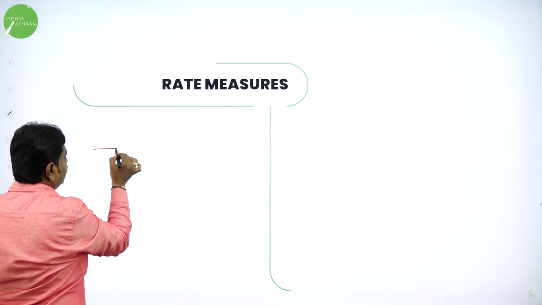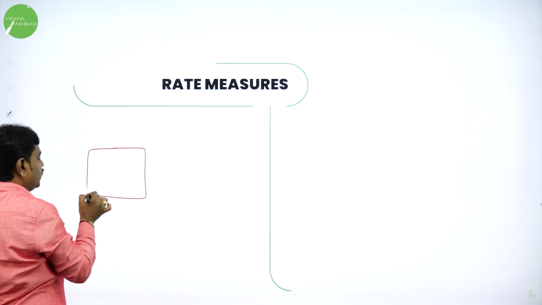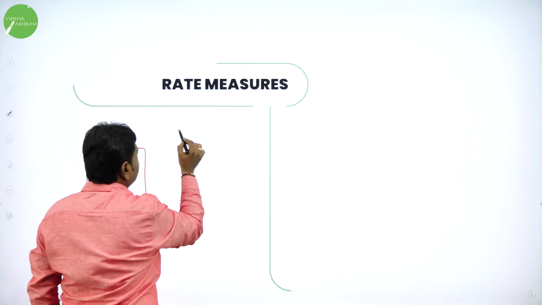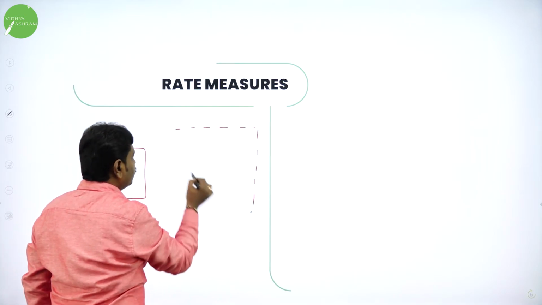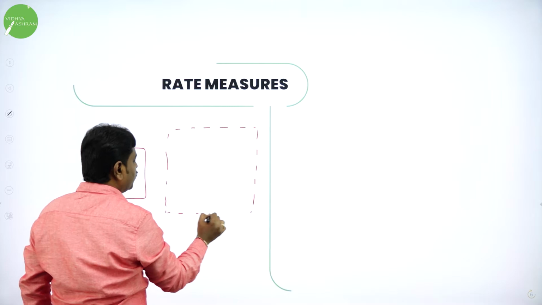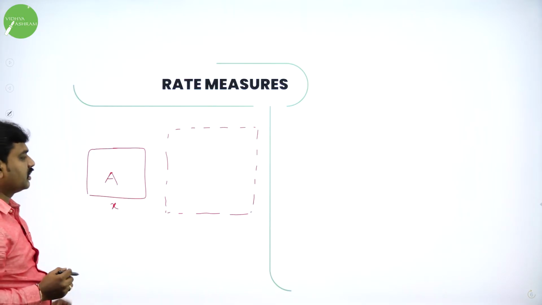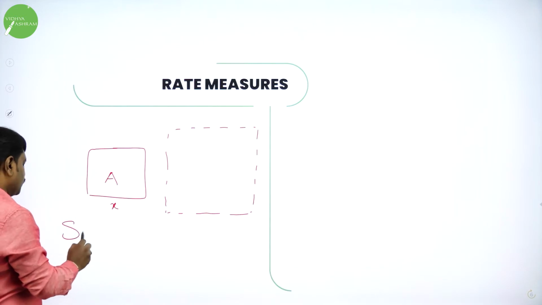See, this is the side x, and this is the area A. When you increase the x value, so when you increase the side, the side is big means the area also increases. At what rate does the area increase? To solve this problem, you should know mensuration.